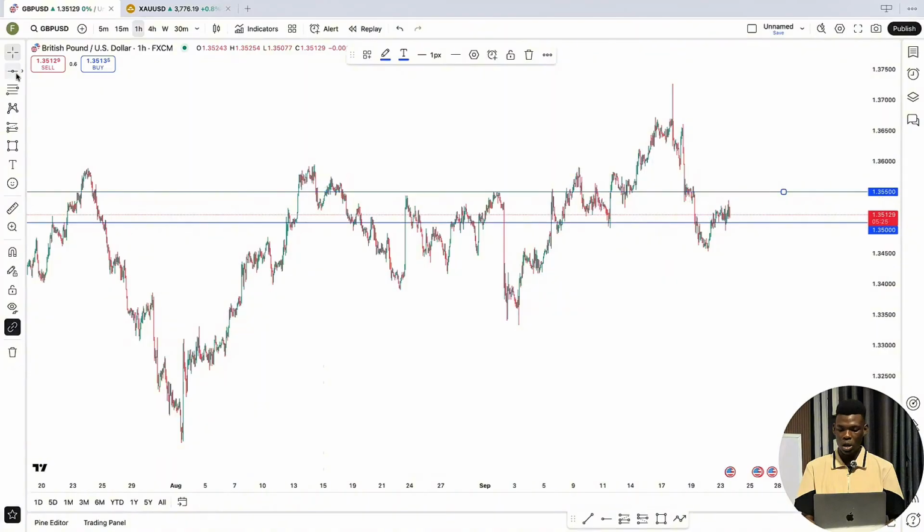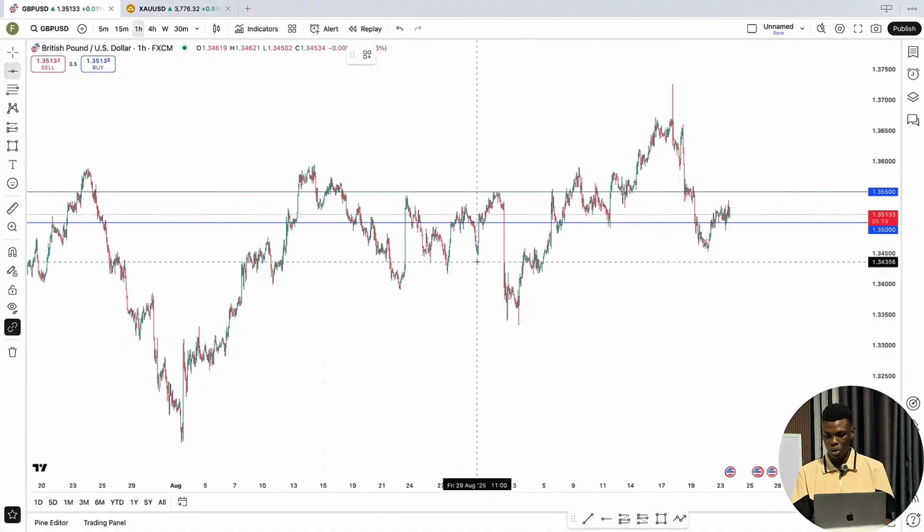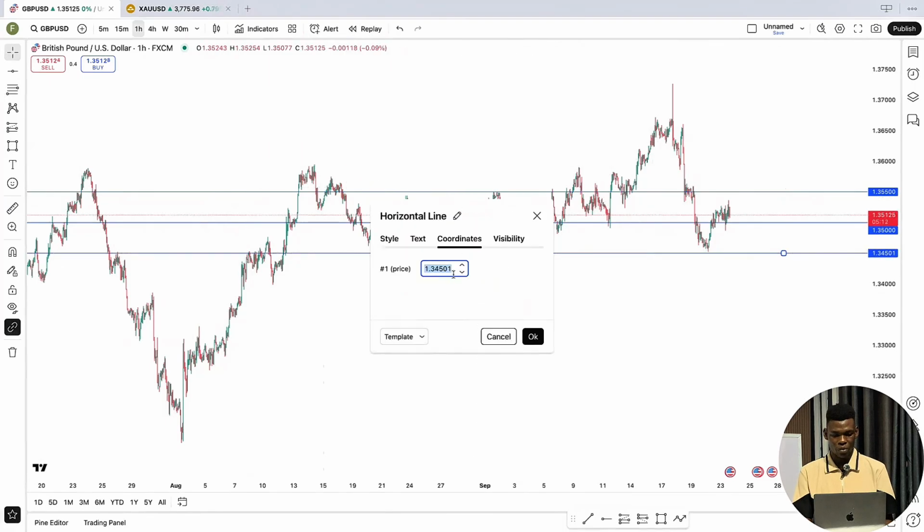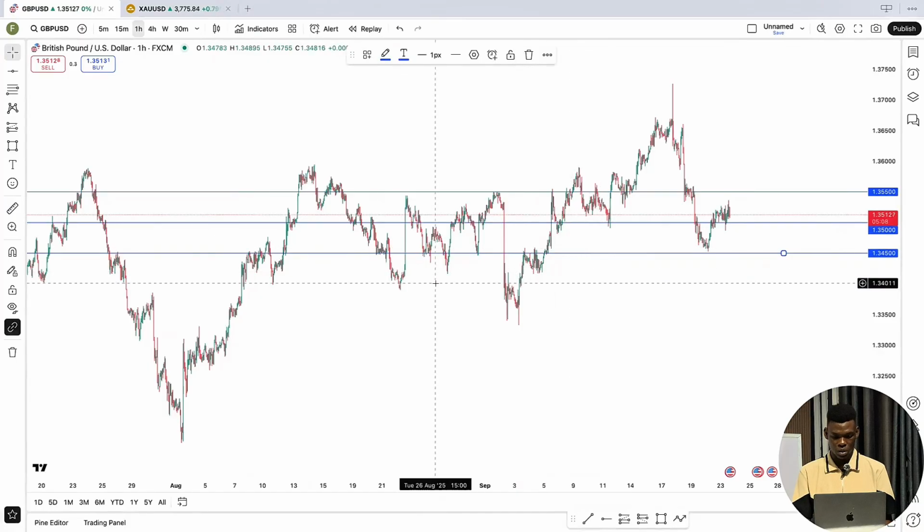Then 50 pips below it will be 1.3450, right? Let me double click to confirm if it's right. Yes, it's almost right. That's 50 pips again.